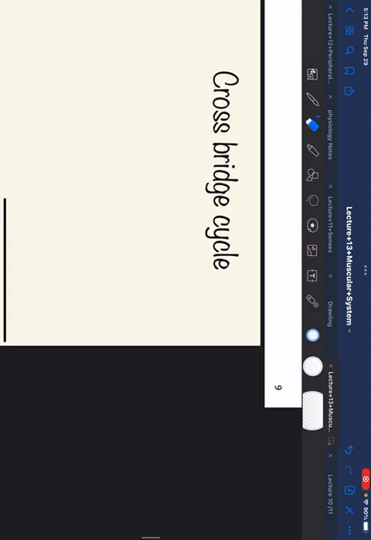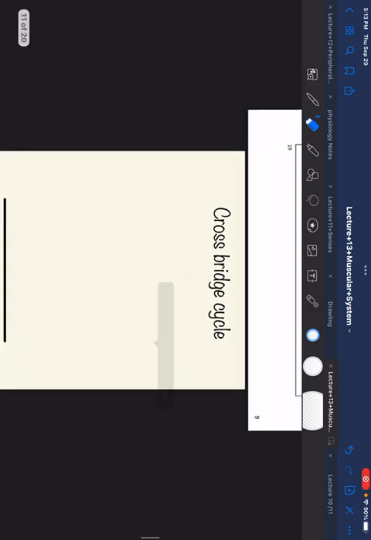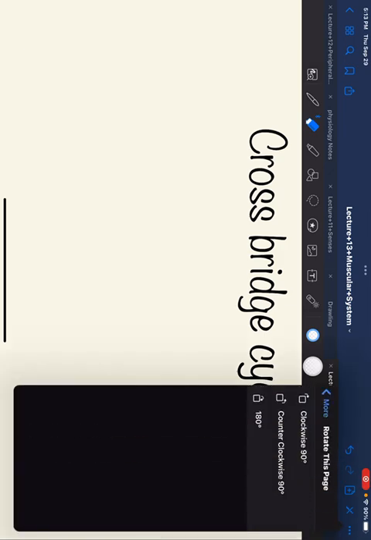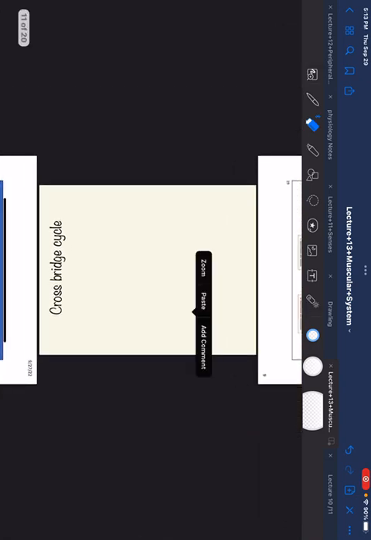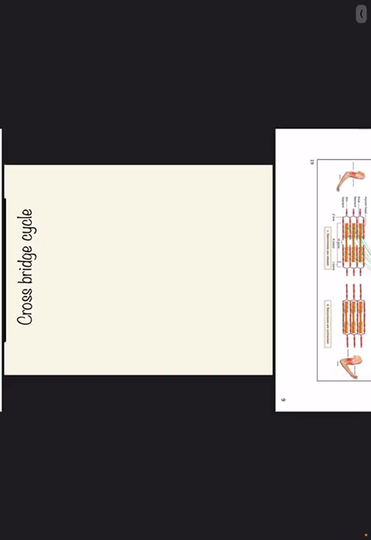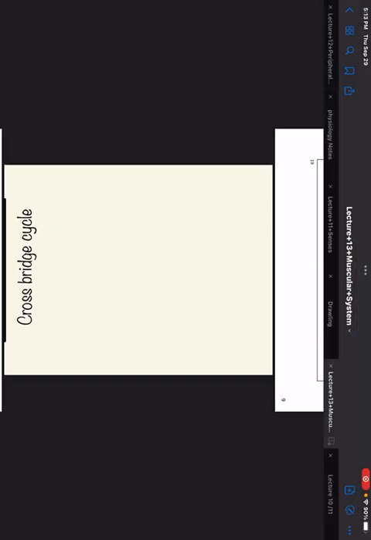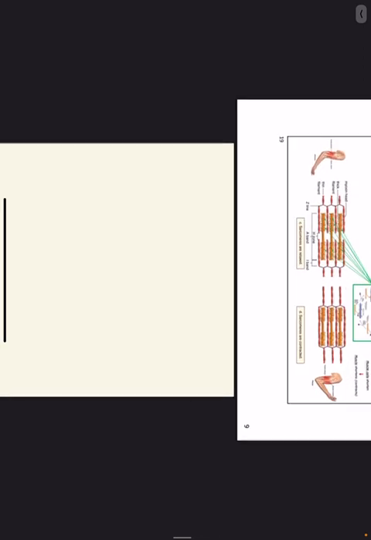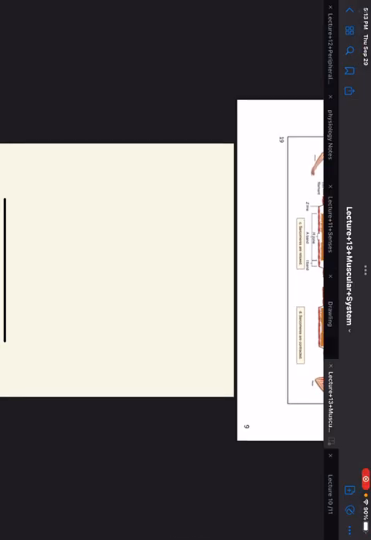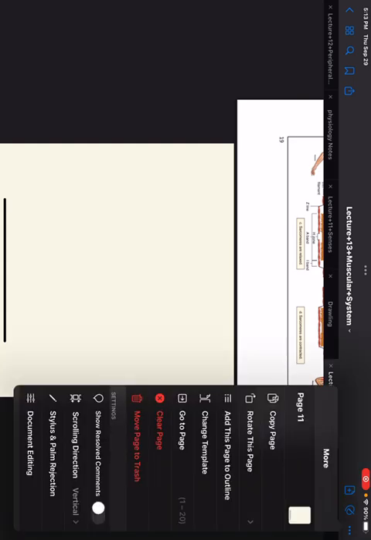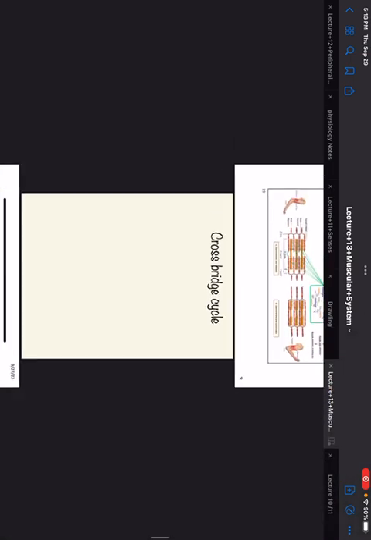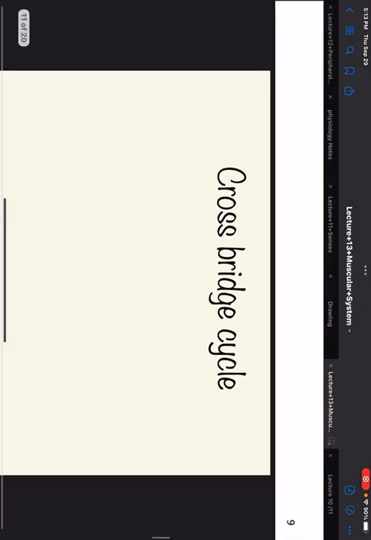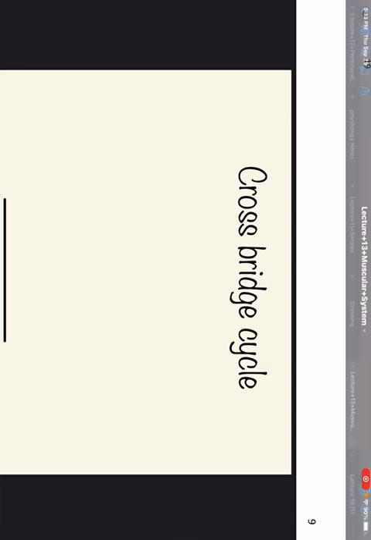So what we'll draw is cross-bridge cycling. And in summary, it will use the myosin heads to pull the thin filaments inwards to shorten the sarcomere.